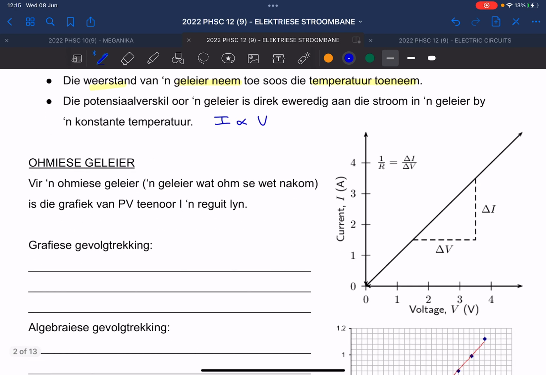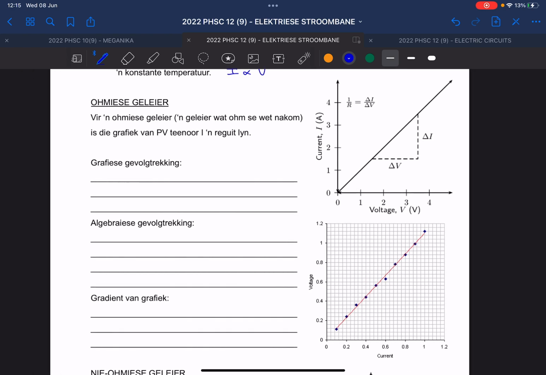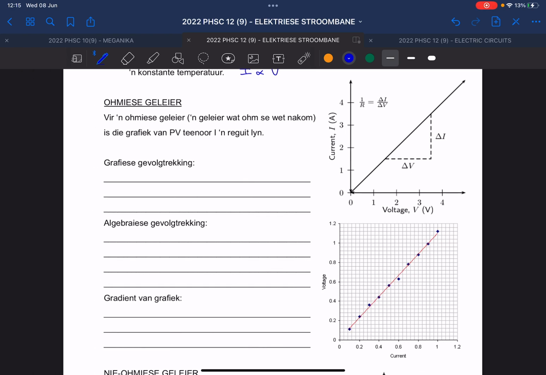Okay, so on the right hand side here, I have two graphs. Ek het twee grafieke. They are just inverses of one another. So hierdie is stroom teenoor potentiaalverskil, and this one is potential difference versus current. So they're the same graph, the axes are just swapped around.